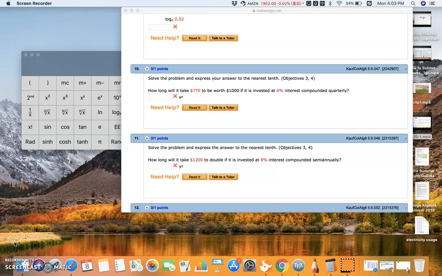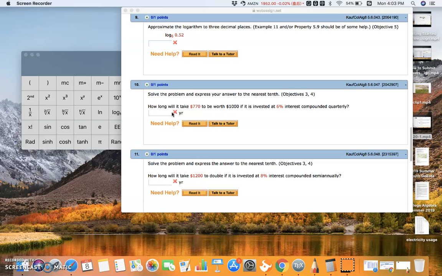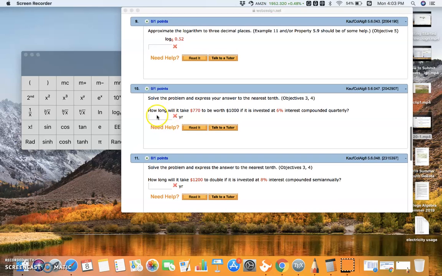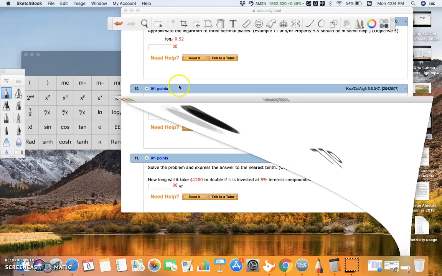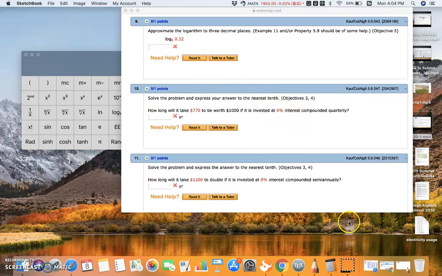Okay, let's see some other examples. Question number 10 says, how long will it take $770 to be worth $1,000 if it is invested at 6% interest compounded quarterly? So you have 770 today, and you invested at the interest rate 6%, and the interest rate is compounded quarterly.